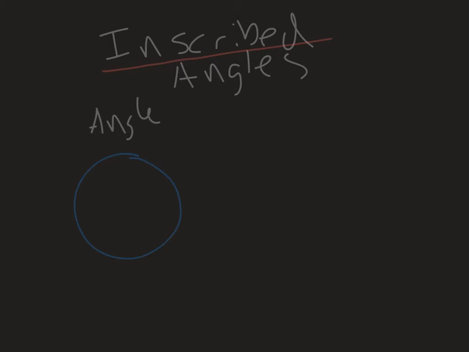it would look something like this. The vertex is pinned on a circle and then it continues outward. This would be an inscribed angle. Now we could also have, say, an inscribed triangle, and what that would mean is that all three vertices of the triangle would lie on the circle, like so.